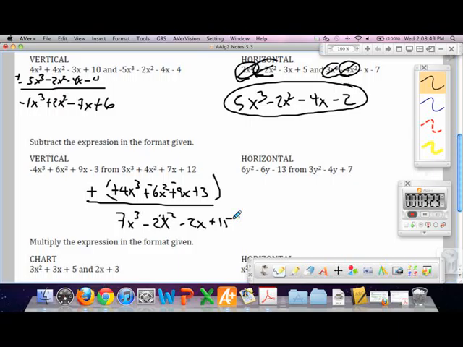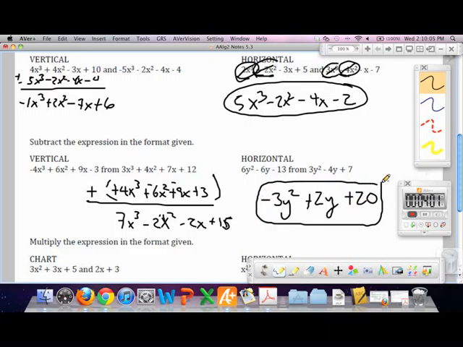3y squared goes first. So 3y squared minus 6y squared is negative 3y squared. Negative 4y minus negative 6y. Negative 4 minus negative 6 is negative 4 plus 6, or plus 2y. 7 minus negative 13 is 20.